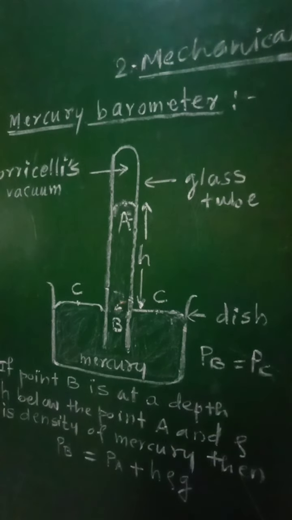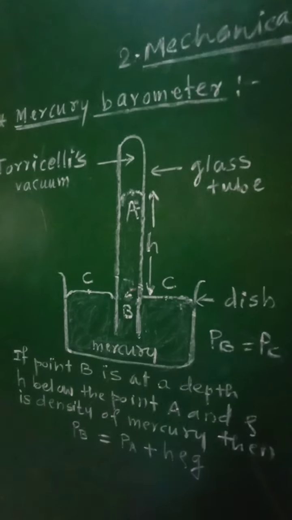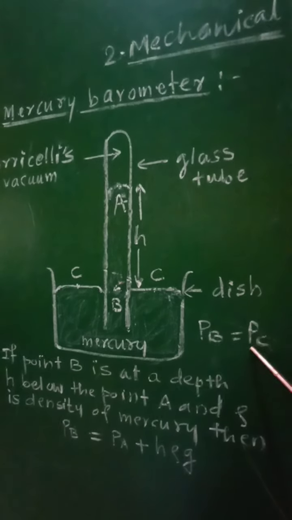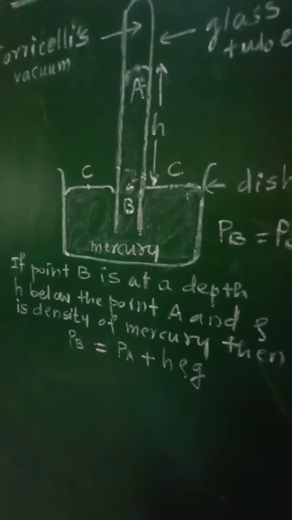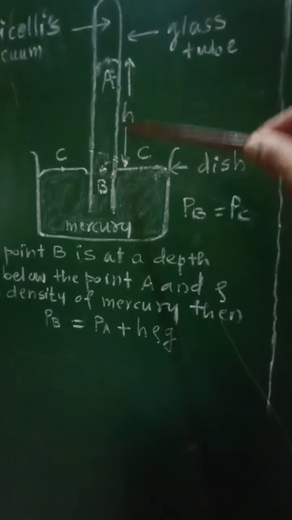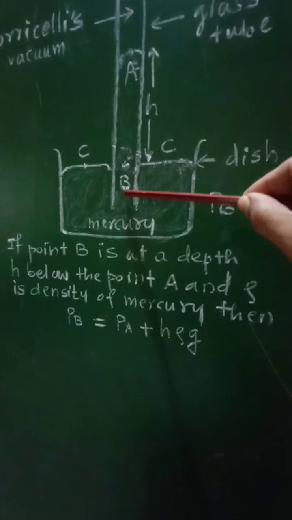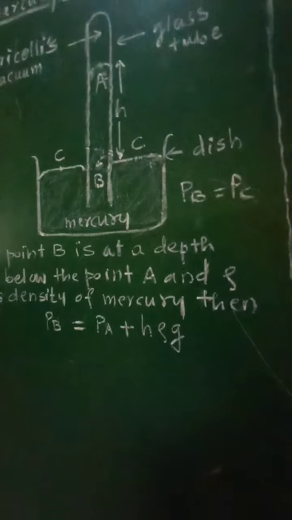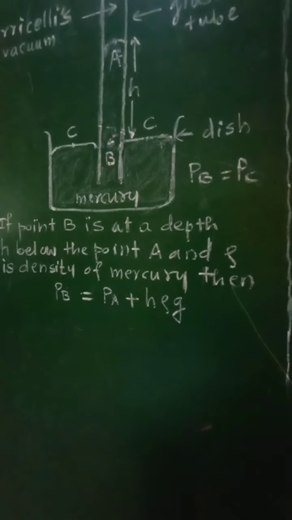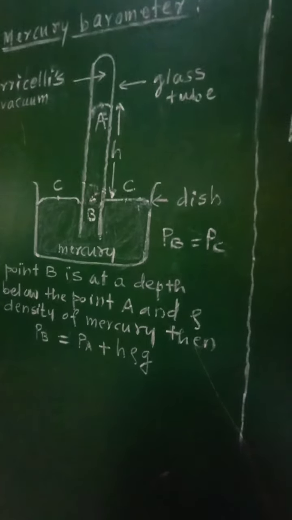As the points B and C are at the same horizontal level, therefore the pressure at point B must be equal to pressure at point C, and therefore we have written here PB equal to PC. Now if point B is at a depth h below point A and rho is the density of mercury contained in that tube, then the pressure at point B will be given as PB equal to PA plus h rho g. So that will be the pressure due to this mercury barometer.